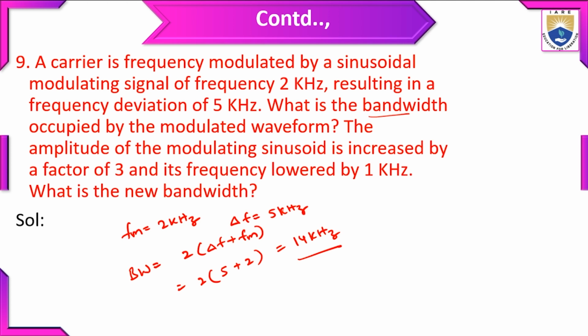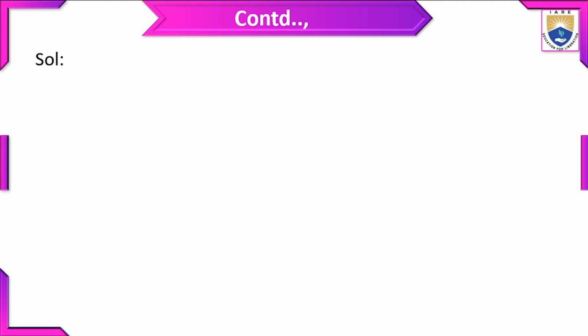The second part: the amplitude of the modulating sinusoid is increased by a factor of 3, and the frequency is lowered by 1 kilo. What is the new bandwidth? When the amplitude of the modulating signal is made 3 times, the deviation increases 3 times. So delta f is equal to 3 into 5k, so that is 15 kilohertz.